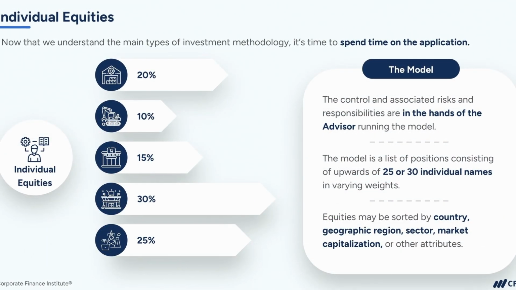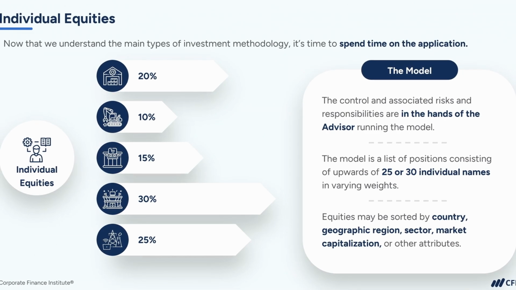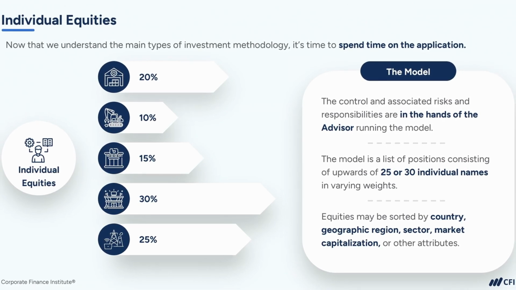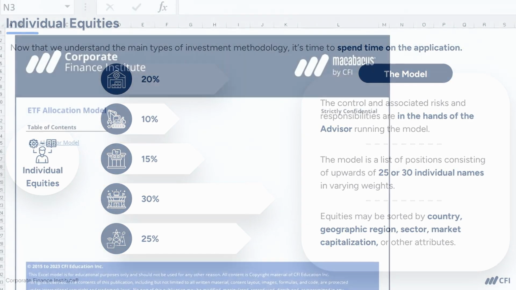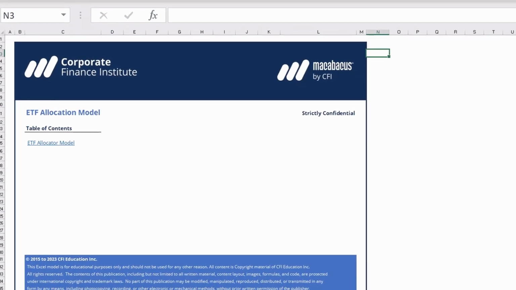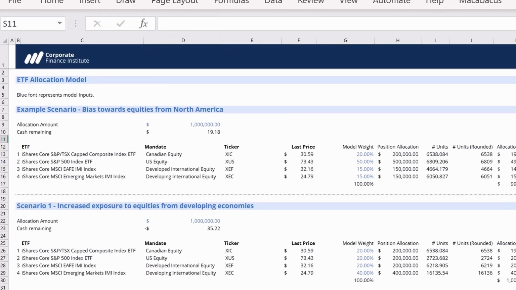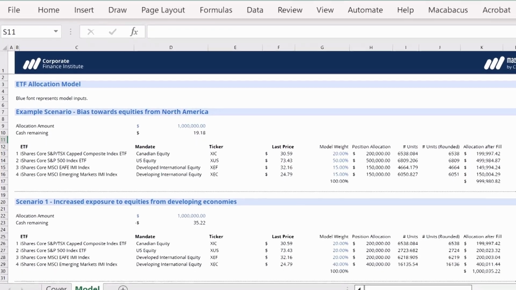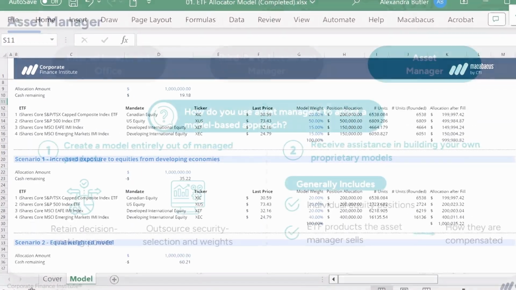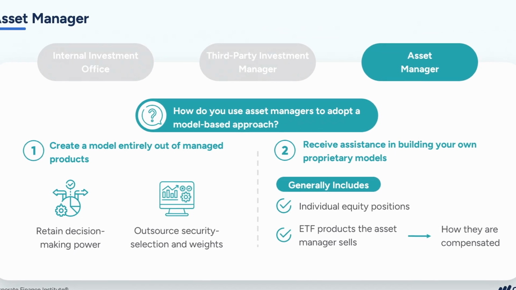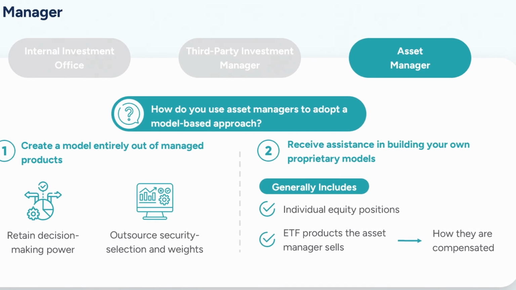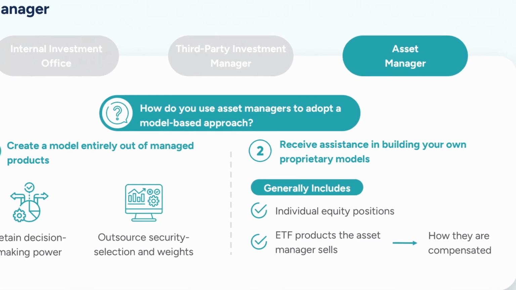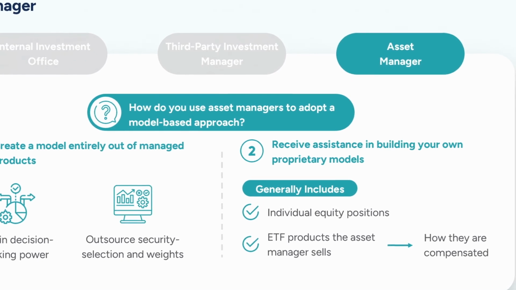Next, we reviewed some real-world examples of equity models. One which was composed entirely out of individual equities, and one that was constructed using ETFs. And we talked about some of the pros and cons of each. Lastly, we spent some time talking about sourcing models and talked about the benefits of working with an internal investment office, an asset management firm, and using a combination of both.